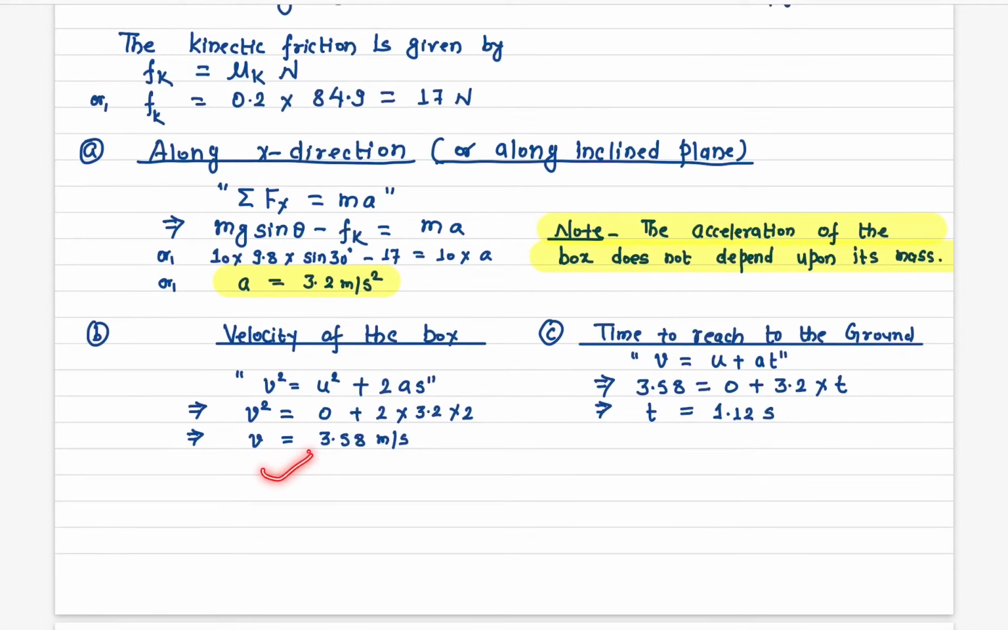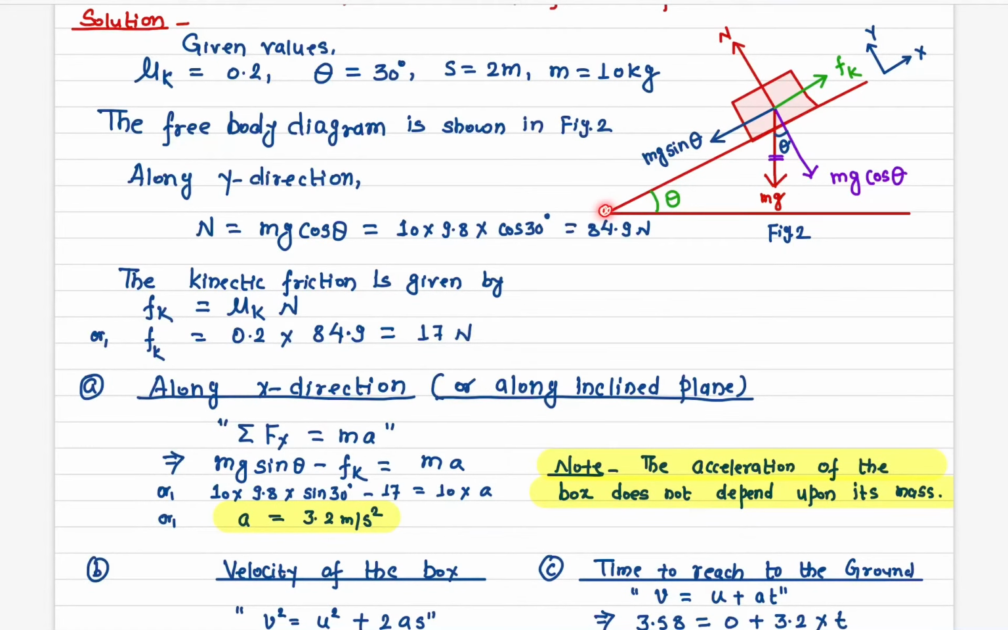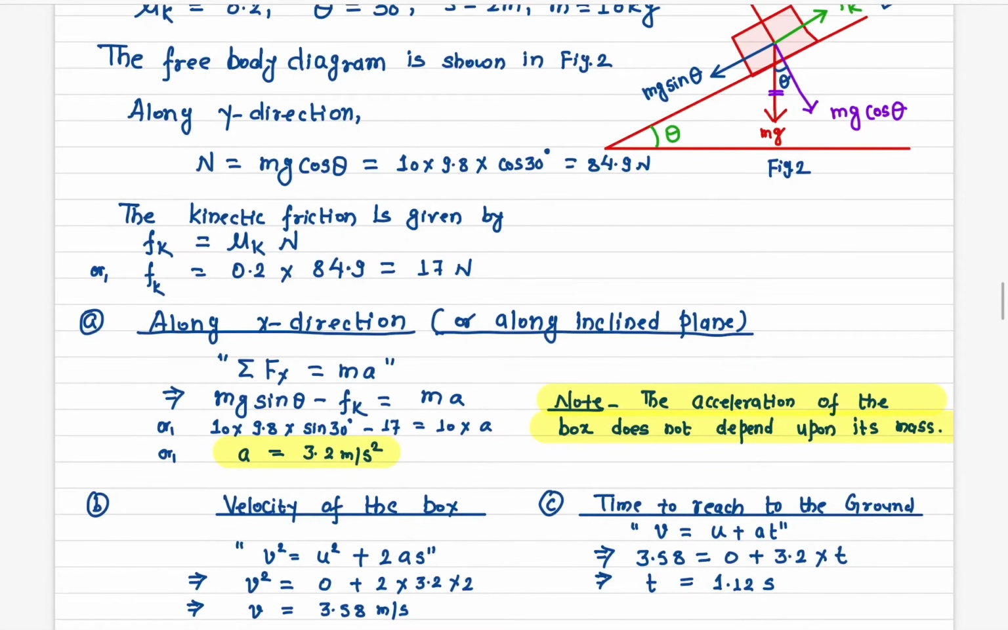That is the speed of the block when it arrives at the end of the slope. Sometimes I intentionally use speed and velocity interchangeably because the motion is in a straight line. So that is perfectly okay.